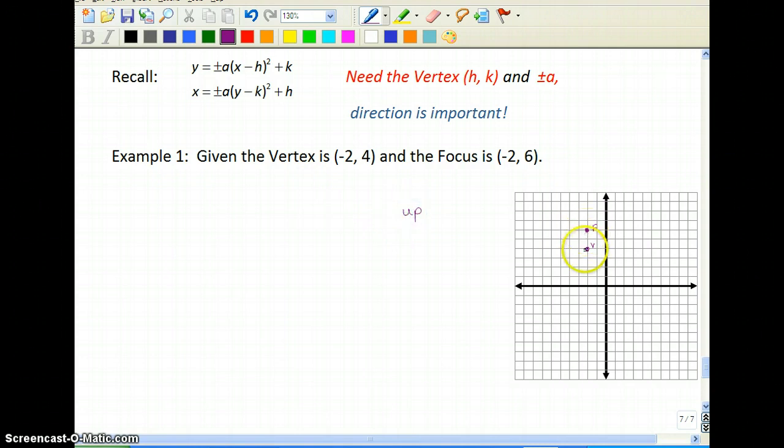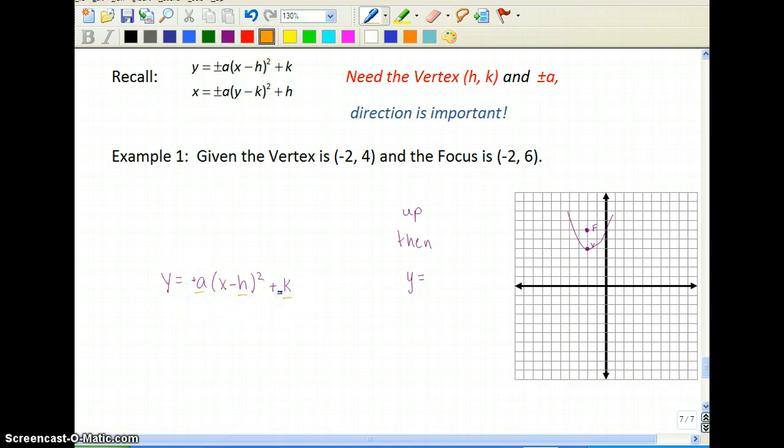Because we know the focus needs to be inside our parabola. If it goes up, then we know that it has to be y equals. So that's the first thing you can determine. Okay, so we know we're looking for this equation up here. So y equals a, and we know it's up, so it's positive a, x minus h squared plus k. So what you need to find out are what a, h, and k are.